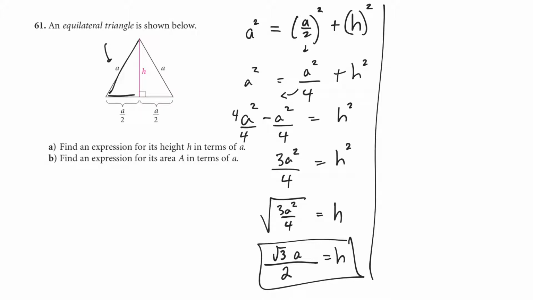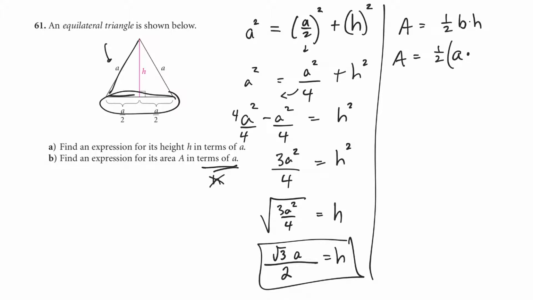Then they say find an expression for its area in terms of A. All right, so area. Area of any triangle is a half times the base times the height. So area is equal to a half, the base, that whole thing would just be A, times the height is just H. Oh, but it says in terms of A, so I can't have any H's in it. But I did just figure out that H was this, so I could plug that in there.